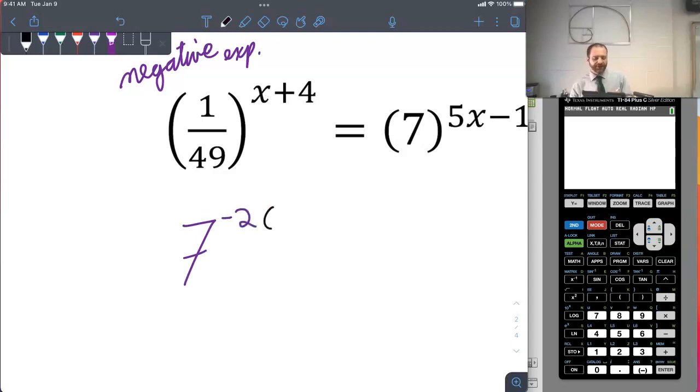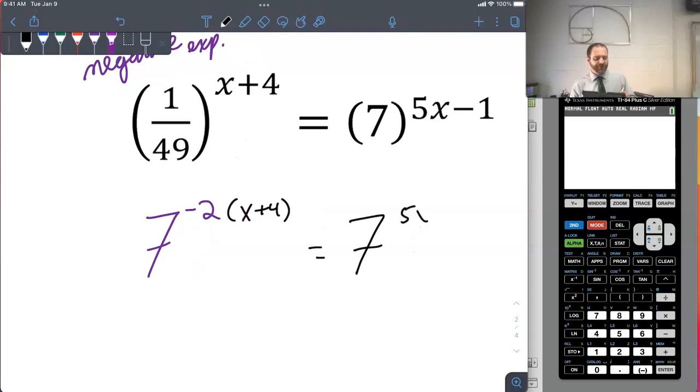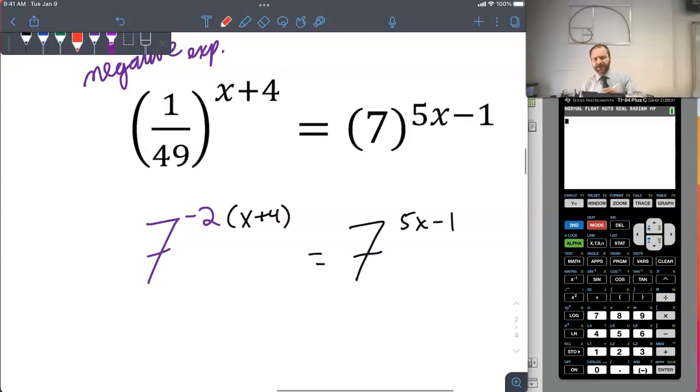And I'm going to do what I like to do, which is put the x plus 4 in parentheses. And you know what, I don't even need the parentheses on the 5x minus 1 because there's nothing being distributed to it, so I'm just going to go like this. That was easy. Just have to remember fractions aren't intimidating when it comes to exponents. They just mean negatives. And then I just cross them out.